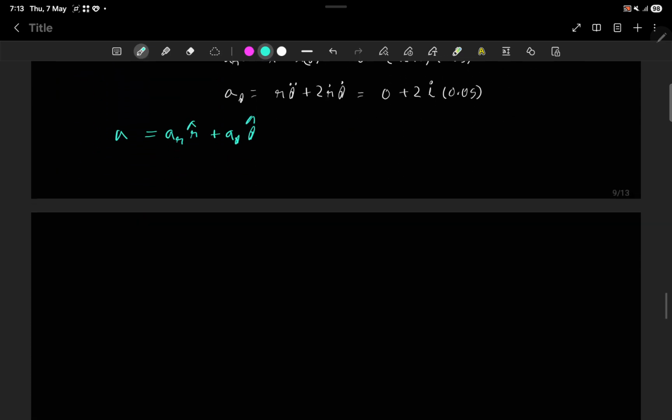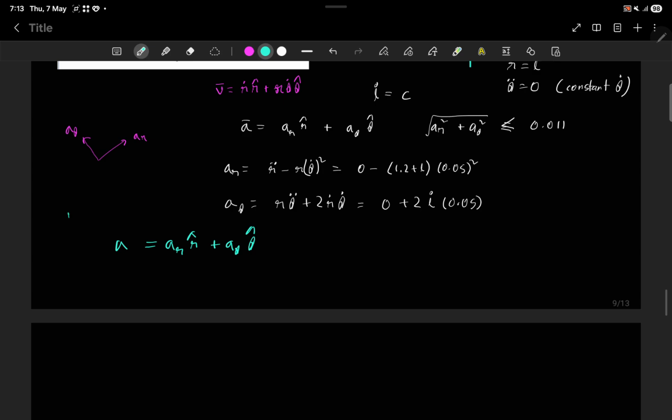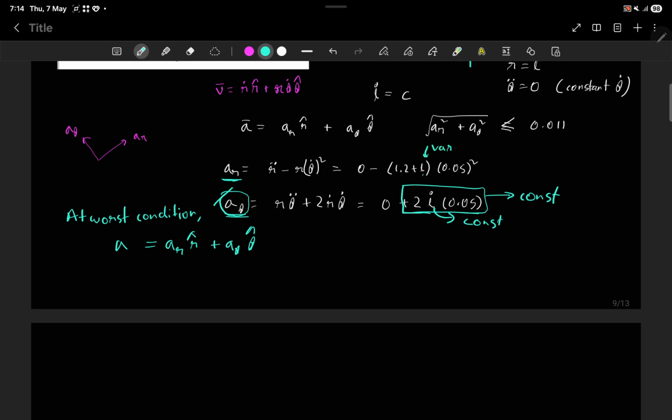Okay, so here I have at worst condition. First of all, let's see a thing. This A theta is a constant. Why? Because L theta dot equals to constant. This is a constant, this is a constant, all of these things are constant. So I do not have to check this one, but here this L is changing. L is a variable.